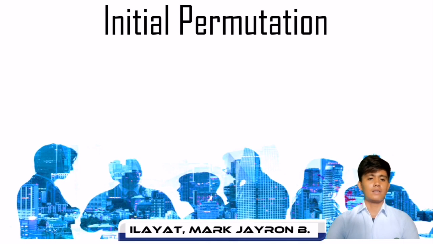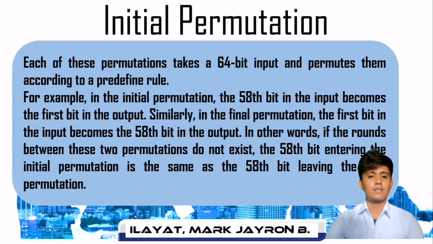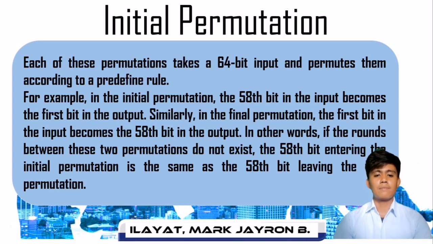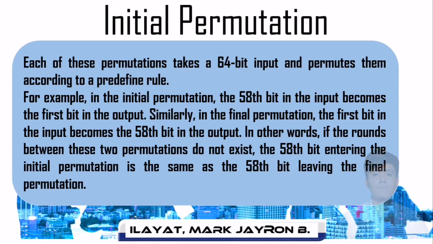Initial permutation. Each of these permutations takes a 64-bit input and permutes it according to a predefined rule. For example, in the initial permutation, the 58th bit in the input becomes the first bit in the output. Similarly, in the final permutation, the first bit in the input becomes the 58th bit in the output. In other words, if the rounds between these two permutations do not exist, the 58th bit entering the initial permutation is the same as the 58th bit leaving the final permutation.